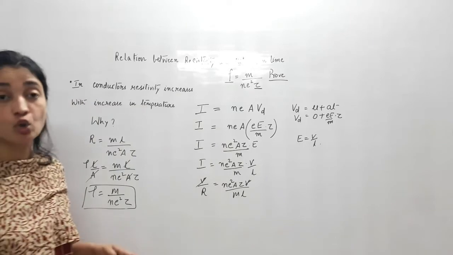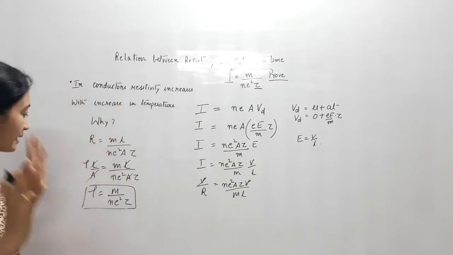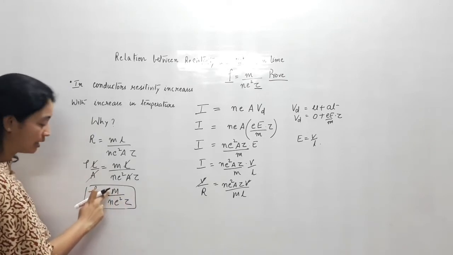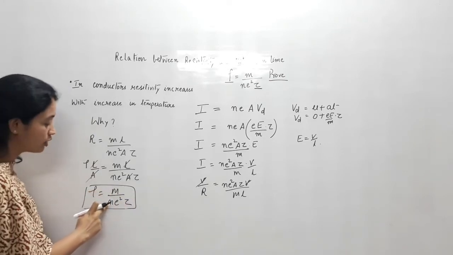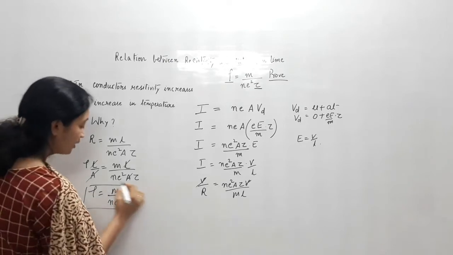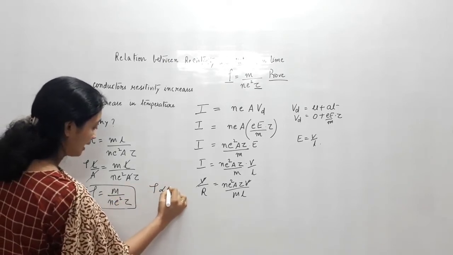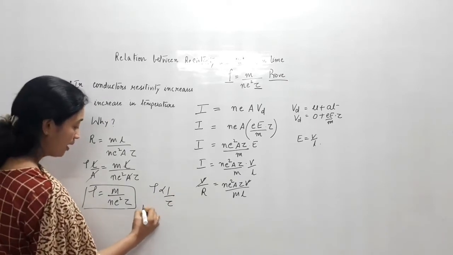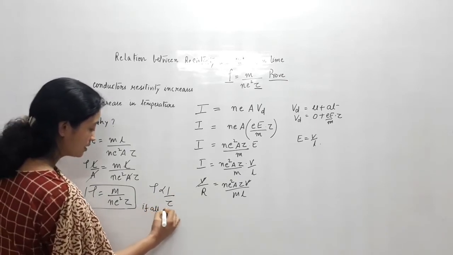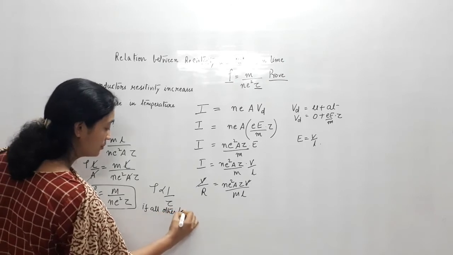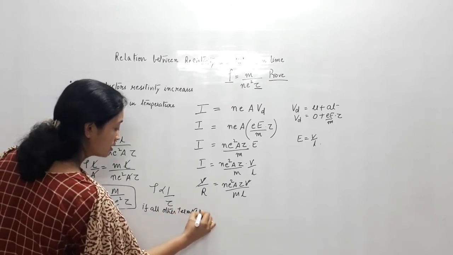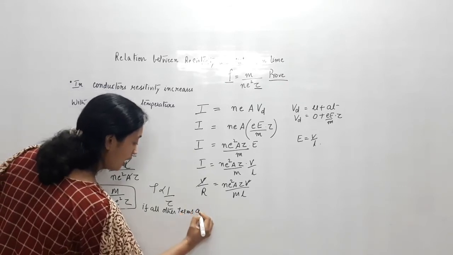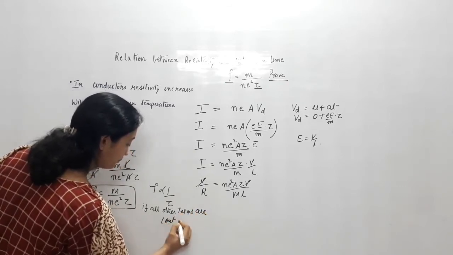Now what has it to do with this particular reasoning? It clearly tells you that if all the parameters are constant, what is m? Mass of the electrons. n, number of electrons per unit volume. e, charge on an electron. If all these terms are constant, then resistivity is inversely proportional to relaxation time.